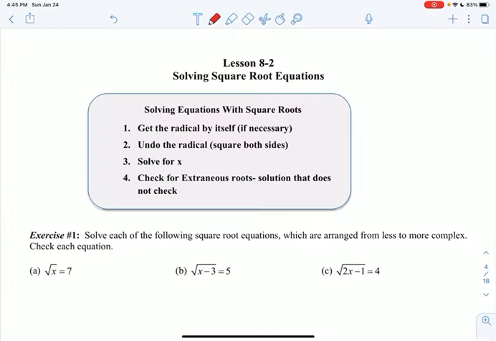Hi Algebra 2, this is Unit 8, Lesson 2, and today we're going to talk about solving square root functions.